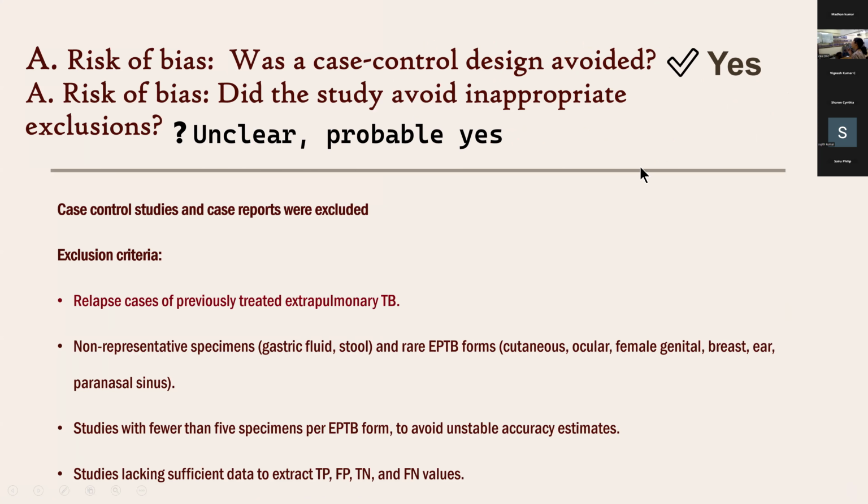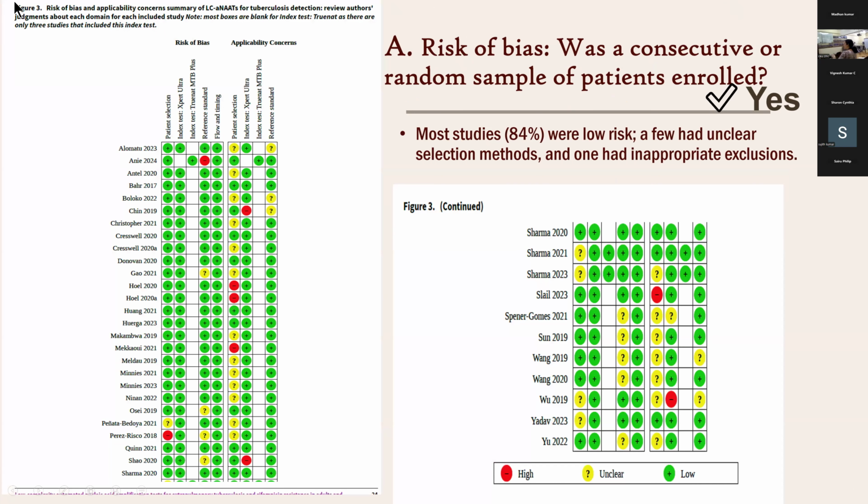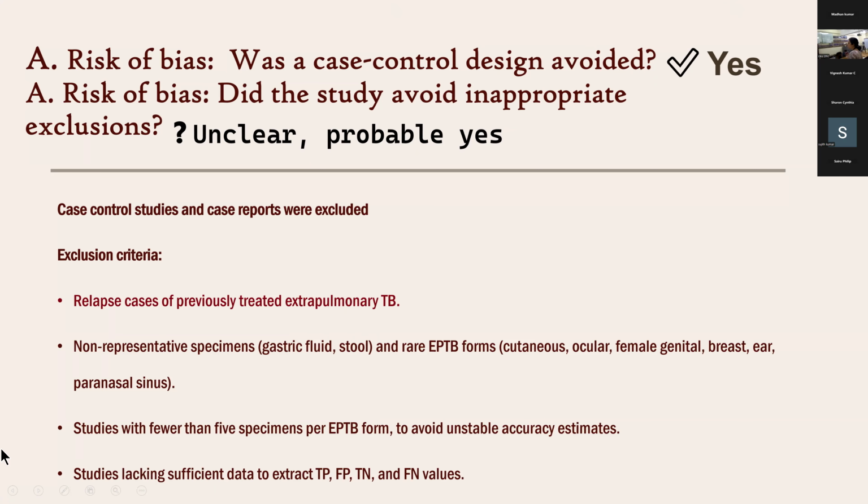Then, was a case control design avoided? Yes, I already went through why you should exclude them, and they did do that. Now, did the study avoid inappropriate exclusions? This was the review's exclusion criteria. I said in the previous slide that they had excluded one study for inappropriate exclusion that they found within that particular study. So I'm looking at it overall for the review. They said relapse cases in previously treated extrapulmonary TB were excluded.